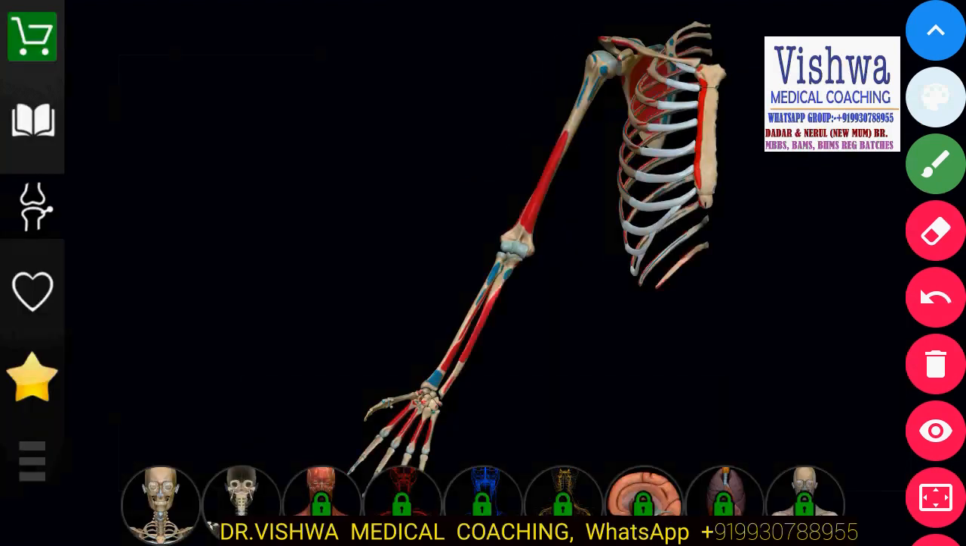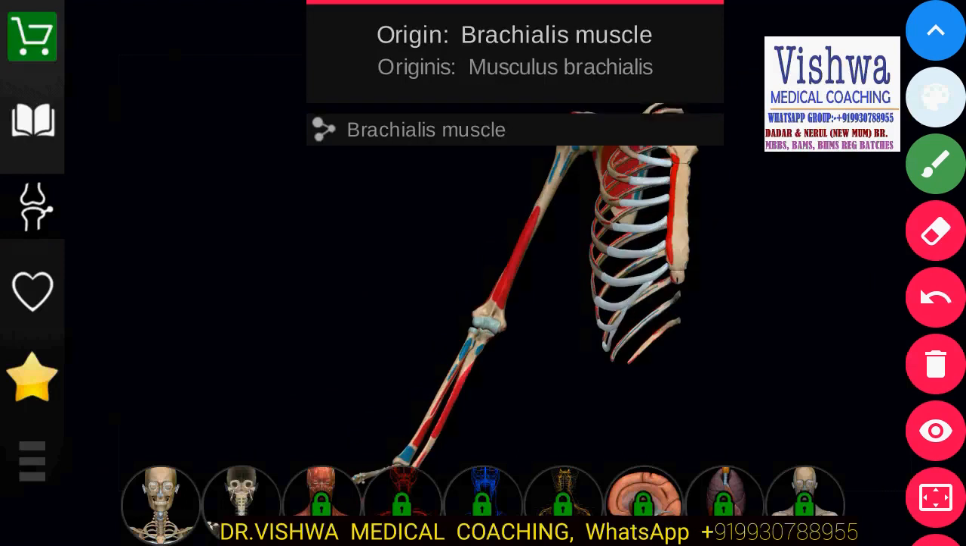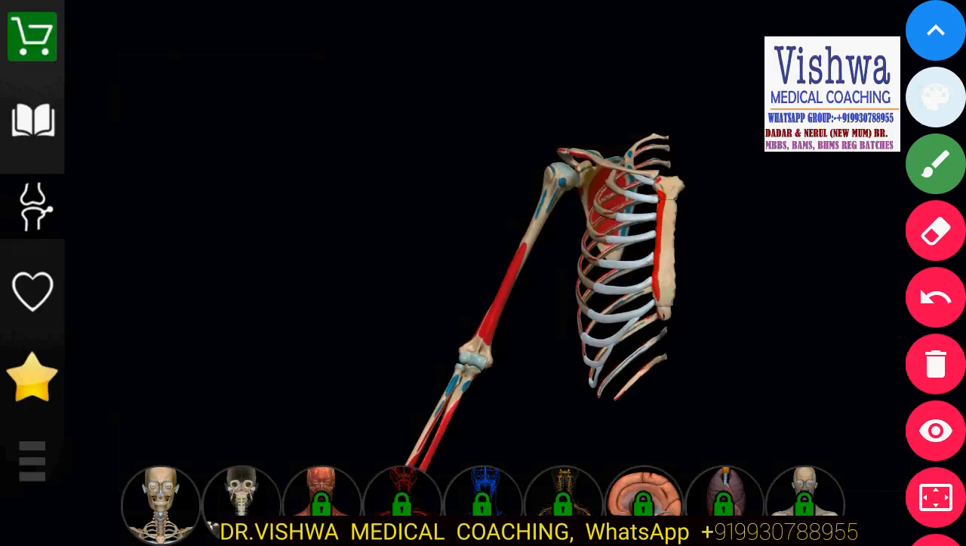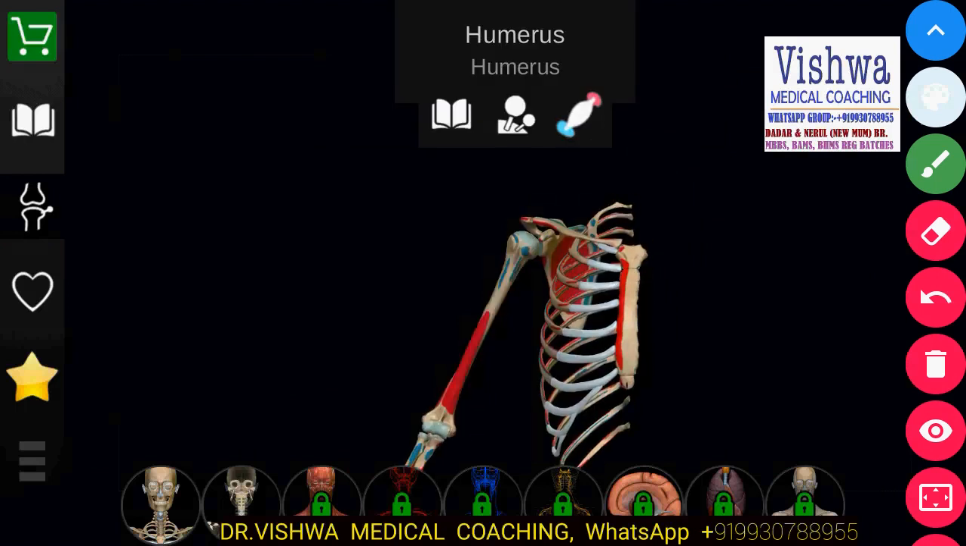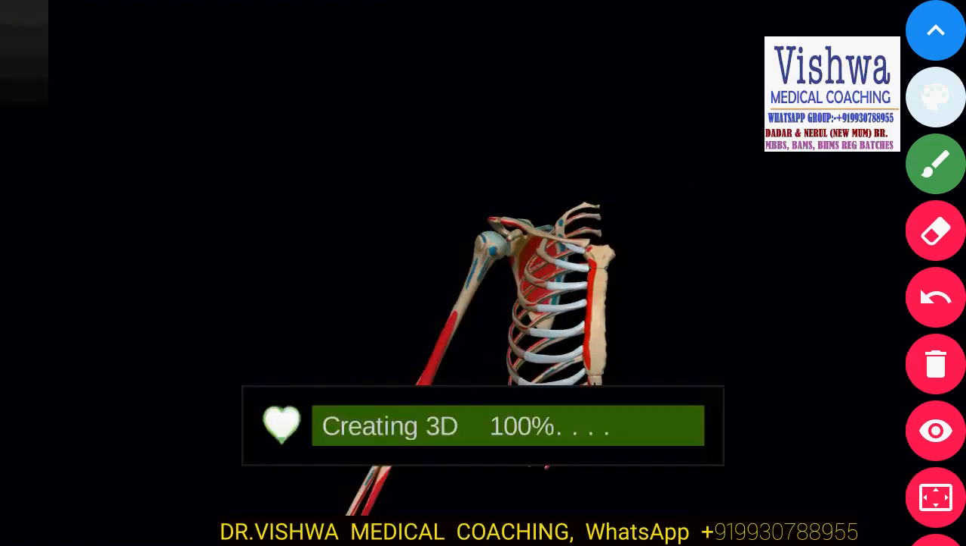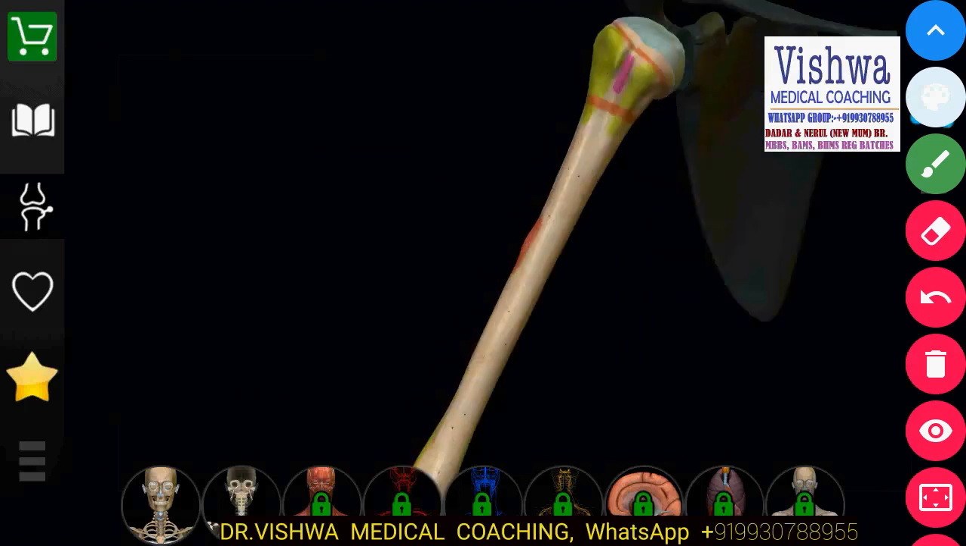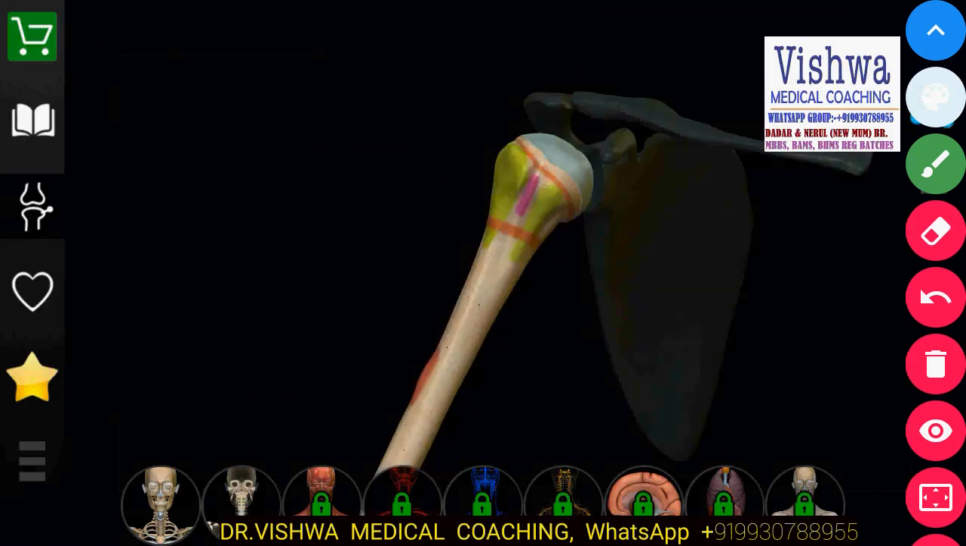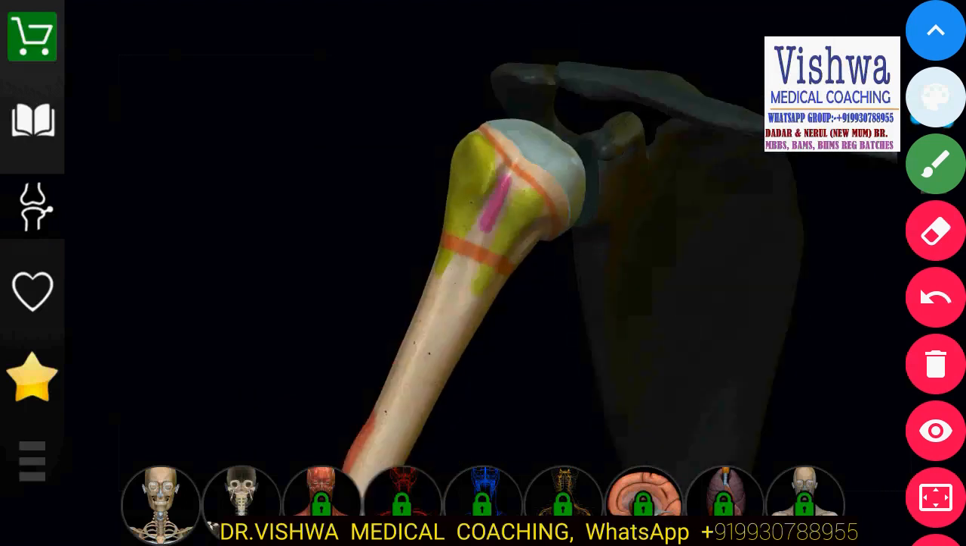All these are the muscles which are getting attached. Let me come to the muscles later on. Let me first talk about these portions or points which are there in the upper end.